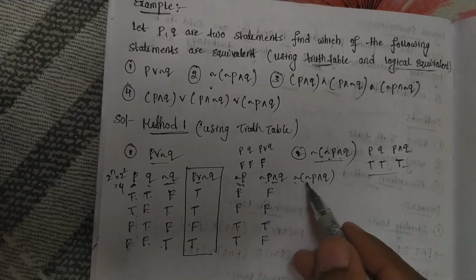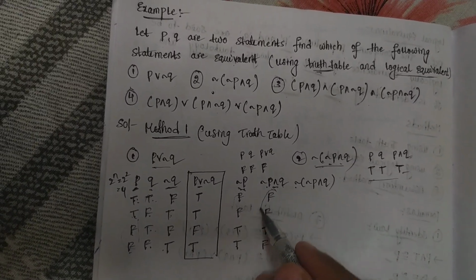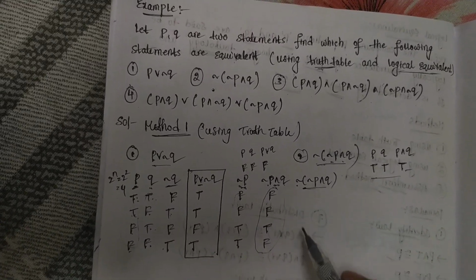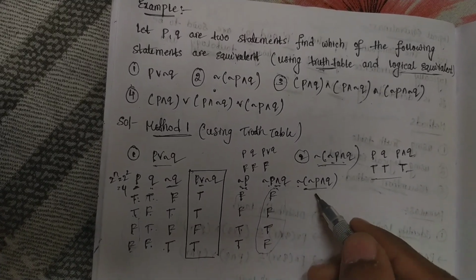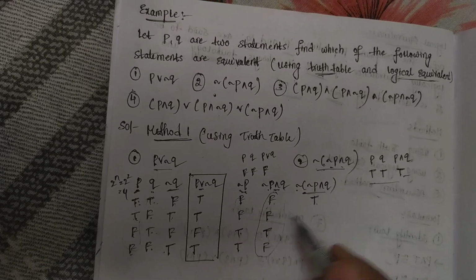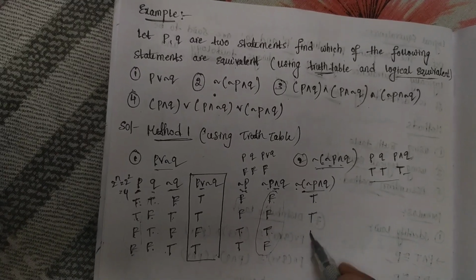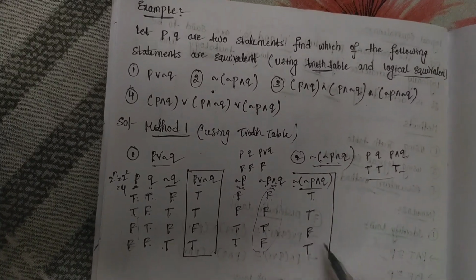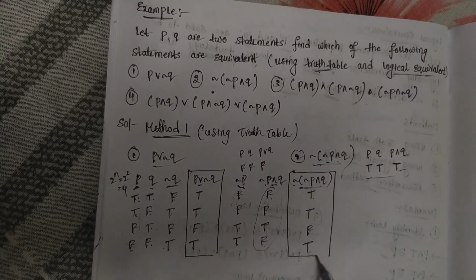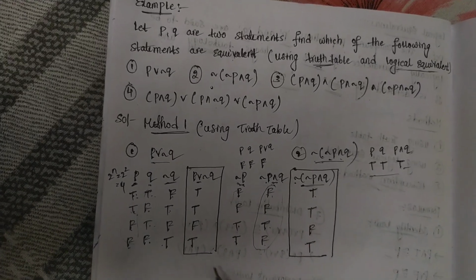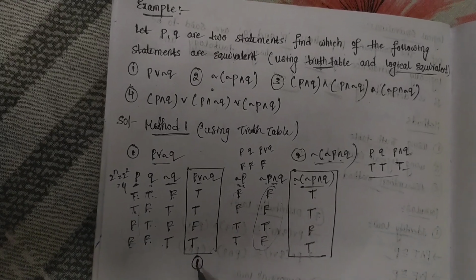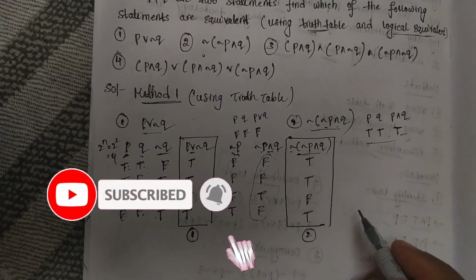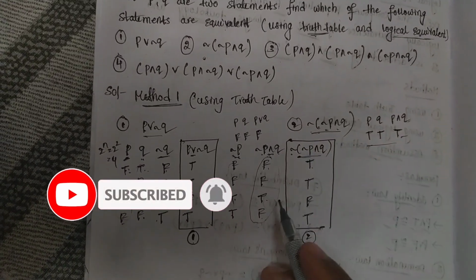So the negation of this one is the opposite values of these values. Here true is there, so we write false; false is true, false means false, and false means true. So it is the truth table for negation of negation P and Q. Take it as equation number 1, this is number 2. Now we have to find the values of P and Q.